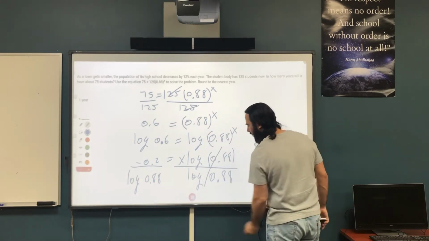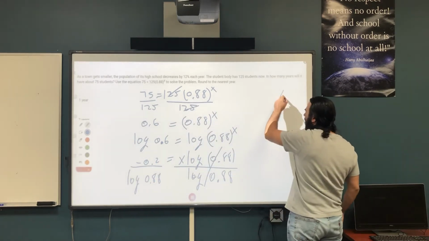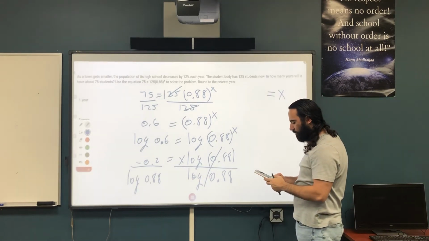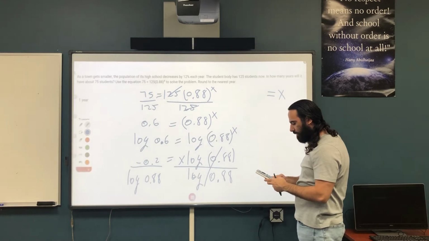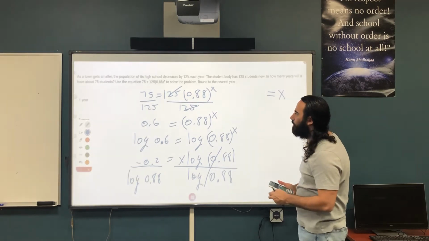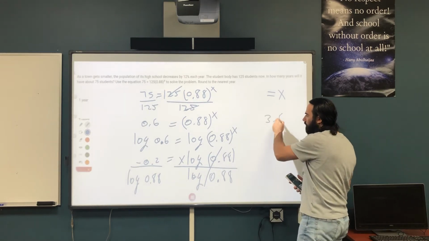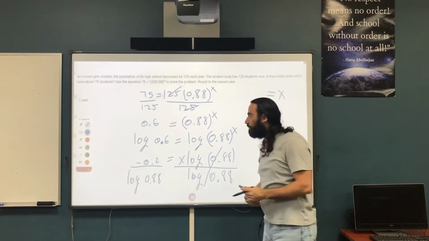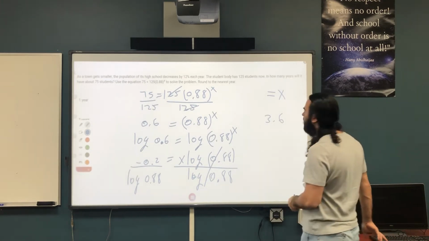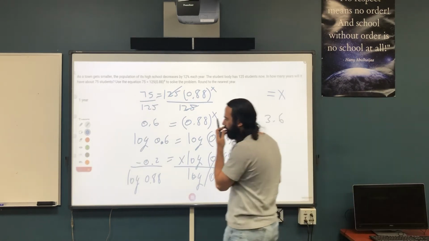So the log 0.88 cancels out, so x equals negative 0.2 divided by log 0.88, and the answer is 3.6. So it's about 4 years. We will have about 75 students in about 4 years, which is a good thing.